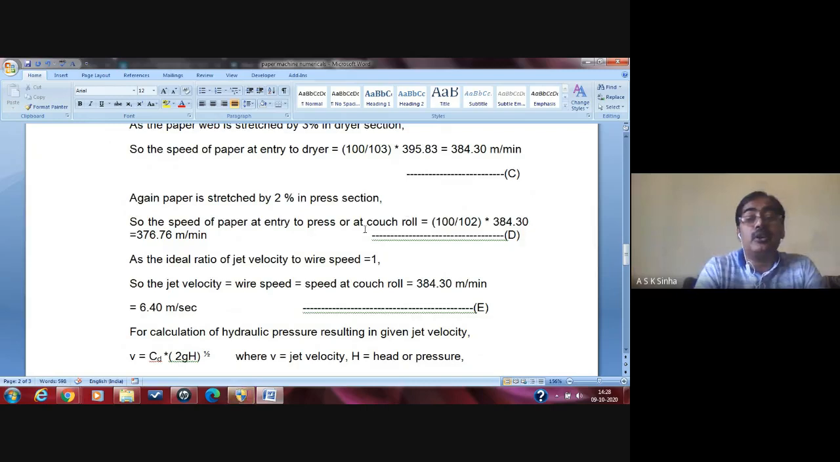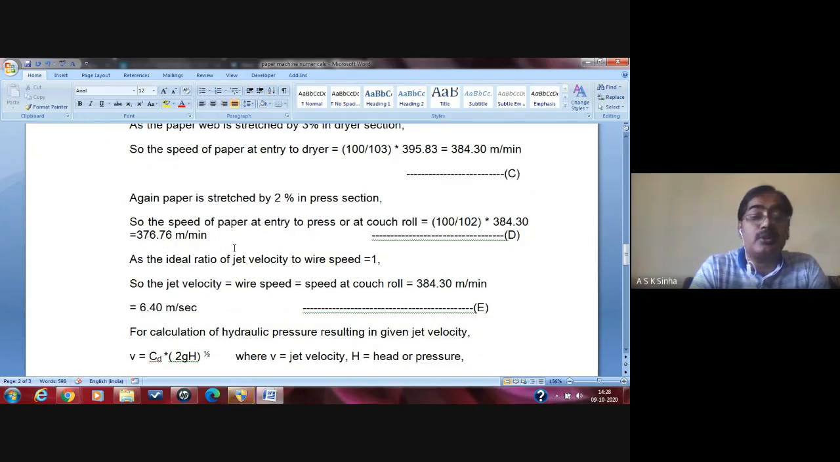And finally, if we do the calculation, we will be getting 376.76 meter per minute. That means from the start of the press section to the end of the press section, there is a stretch of 2%, and that's why we have taken the figure 102. Right, so that means the starting speed will be slightly lower in comparison to the end of the press section.